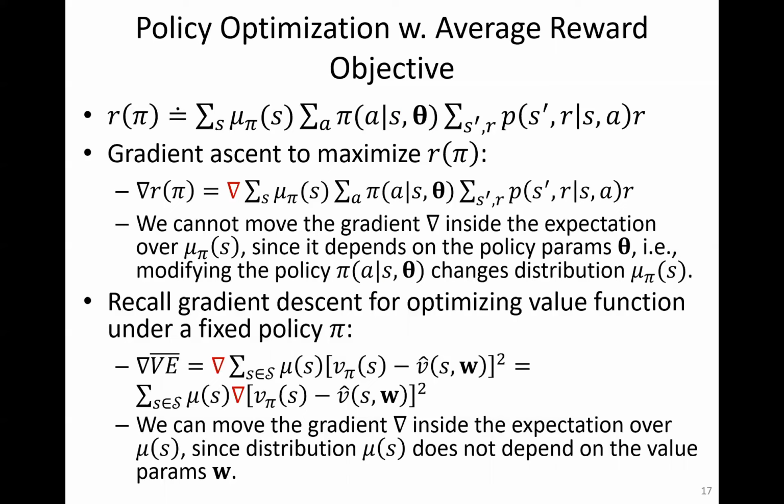So if you contrast this with the gradient descent for optimizing the value function under a given fixed policy pi, we saw before, you can move the gradient operator inside the expectation over the states because the distribution mu pi is not dependent on the value parameters w. So you're optimizing the v hat function, and that's a function of w, but mu, the distribution of state, is based on the fixed policy pi. So it's not dependent on the value function parameter w. But for the policy optimization, this mu pi is dependent on the policy pi.